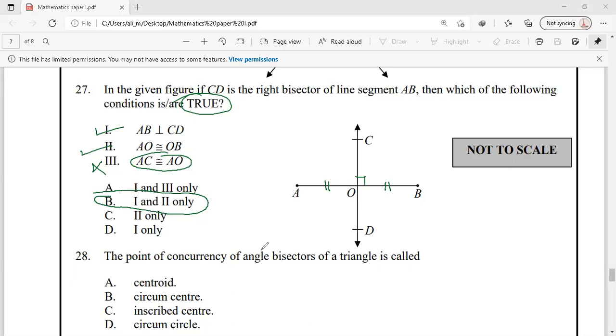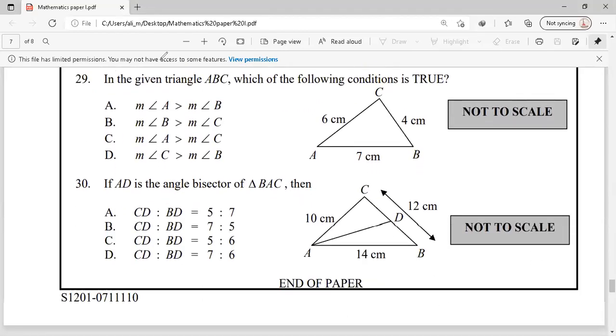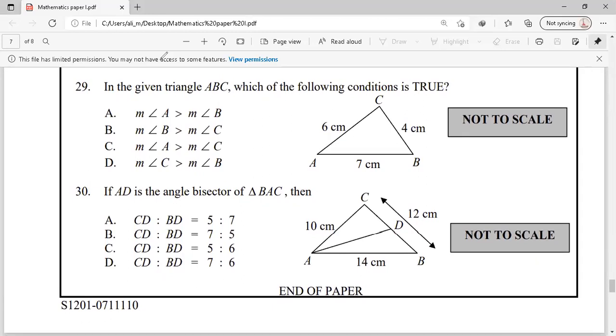Let's see question 28, the point of concurrency of angle bisectors. So we know that whenever we draw the angle bisectors of a triangle, these three angle bisectors always meet at a point, and this point of concurrency is known as the incenter of that circle. So inscribed center or incenter is the right answer. Let's move to the last two questions of this year, 2012.